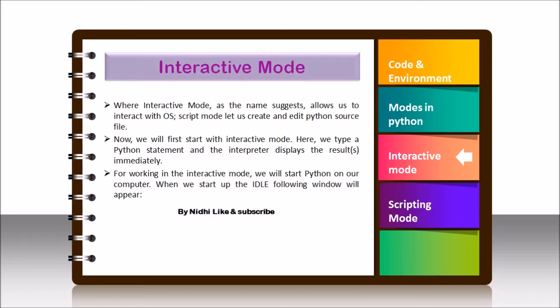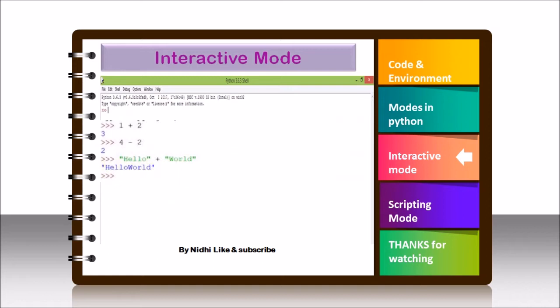Now we will first start with interactive mode, where we can type a Python statement and it will give us results immediately. For working in interactive mode we start Python on our computer. A window will appear that shows the Python interactive mode. The first thing is the title bar, showing 3.6.3 shell, and after the title bar you will find a menu bar: File, Edit, Shell, Debug, Options, Window, Help. After the menu bar you will find a prompt sign. These three greater-than symbols are known as the prompt sign, and here we can write the code.